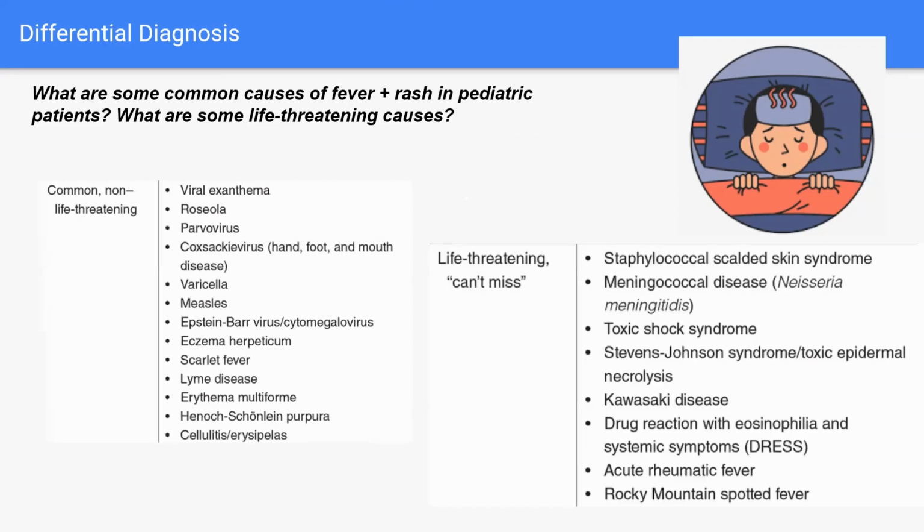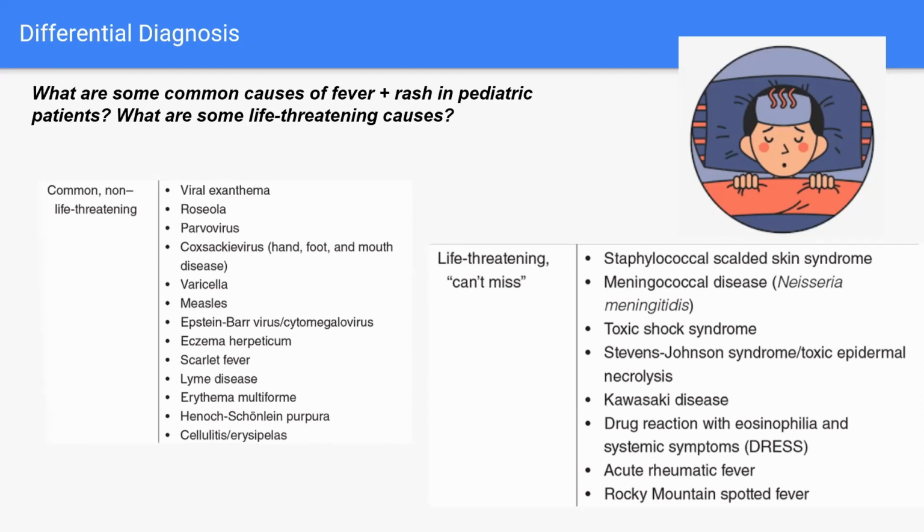So let's look at just some of these. Fever and a rash is very non-specific, right? There's lots of causes of a fever and a rash, but some of these to note are some common non-life-threatening ones that include different viruses. We'll talk about these viral exanthems, I have it on the next slide. But these viruses such as roseola and parvovirus, measles, varicella, all of those can cause fever and a rash.